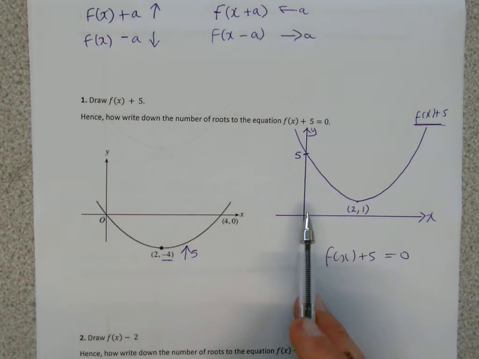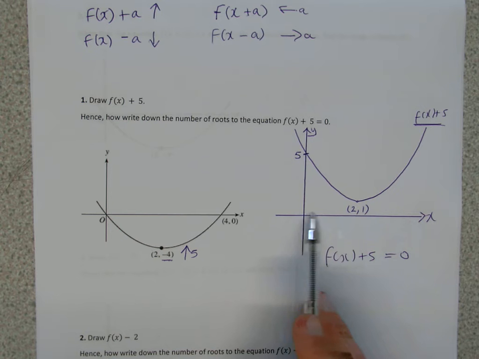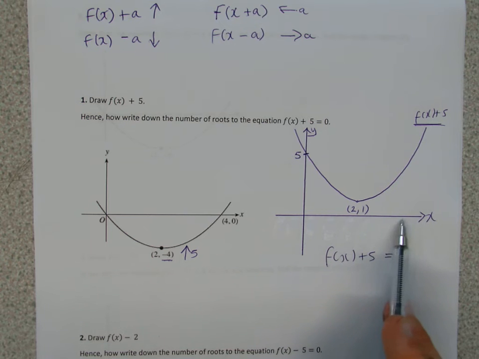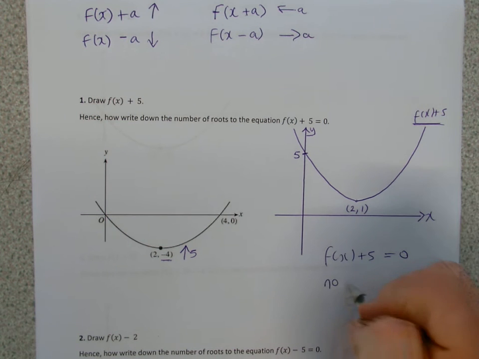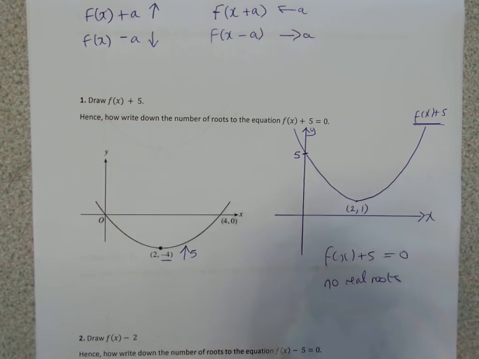So if we look here, where the y is 0, which is the x-axis, it says how many roots. In other words, how many times have we got this curve hitting 0? It doesn't hit 0 at all. So we'd say no real solutions, or no real roots. There are no solutions where it's equal to 0.